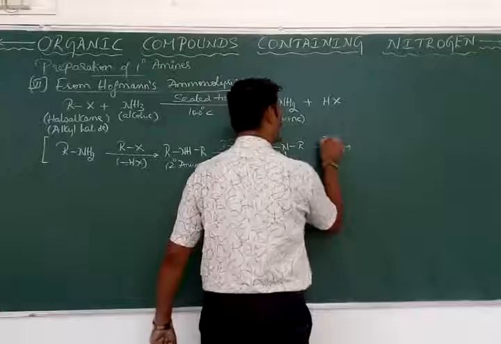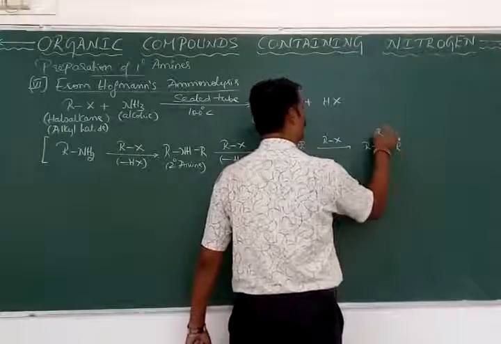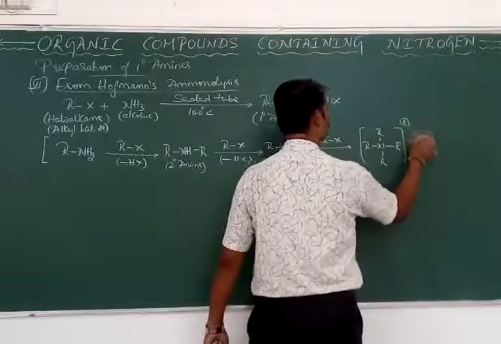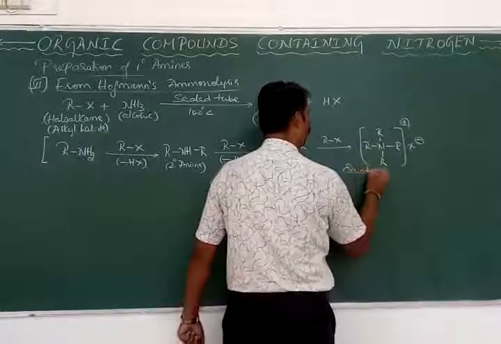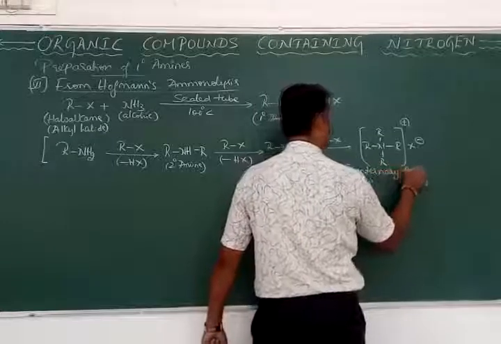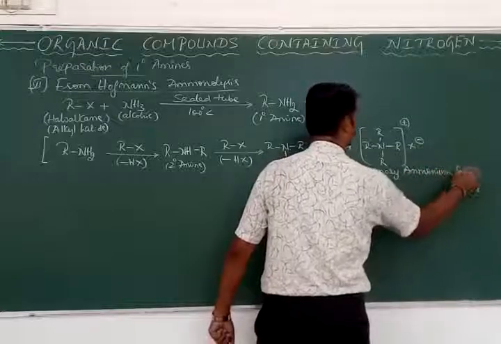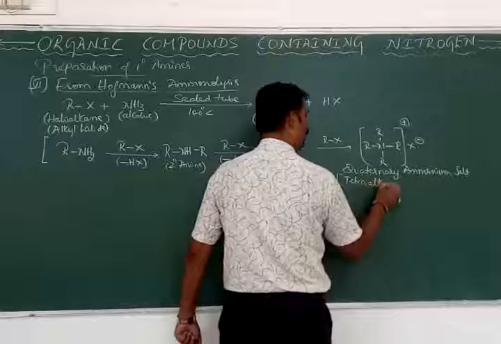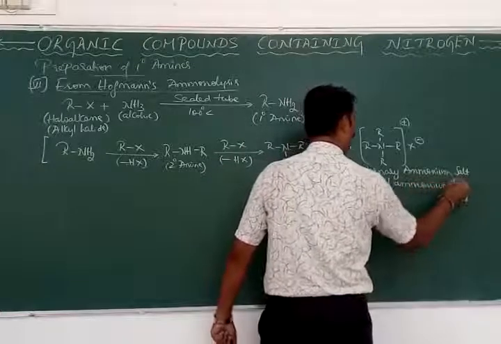This also further reacts with another molecule of RX to form R4N+ X-. This is called QAS, quaternary ammonium salt or halide, which is also called tetraalkyl ammonium halide.